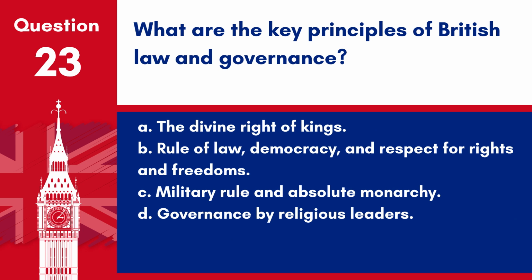A. The divine right of kings. B. Rule of law, democracy, and respect for rights and freedoms. C. Military rule and absolute monarchy. D. Governance by religious leaders. Answer. B. Rule of law, democracy, and respect for rights and freedoms. These principles underpin the UK's legal and political systems, ensuring fairness, representation, and the protection of individual liberties.